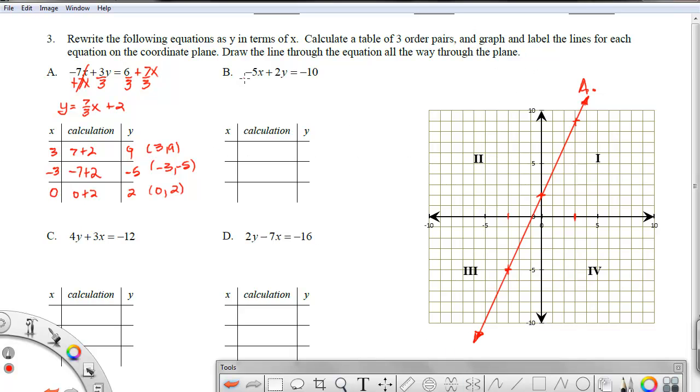Okay, so you're going to do that for B, C, and D. Make sure you show me your table here. Make sure you show me your ordered pair. I want to see the work up here. These problems are very, very important. So this is just a little tutorial to help you get started. And if you have any questions, you can either email me or talk to me in class.